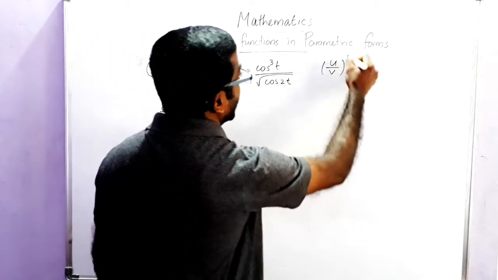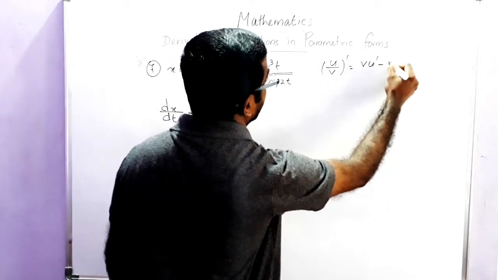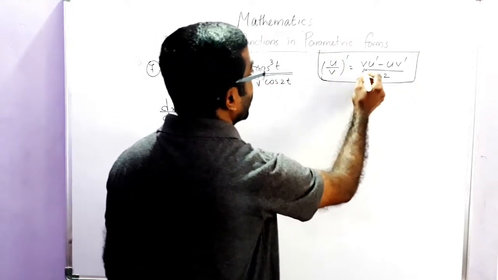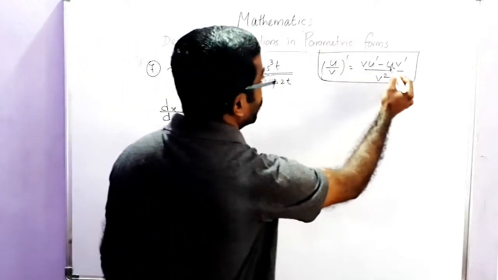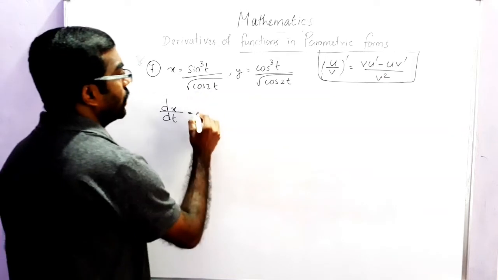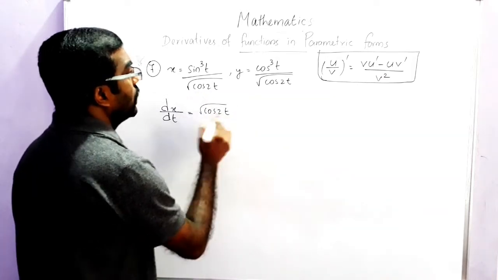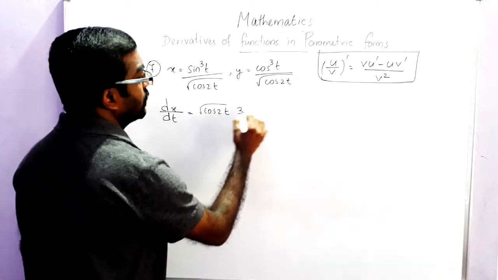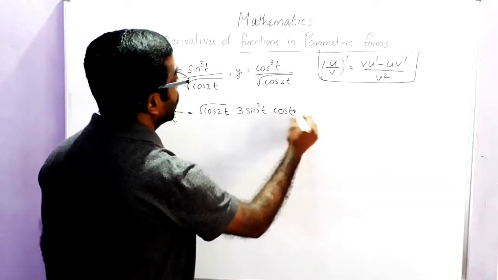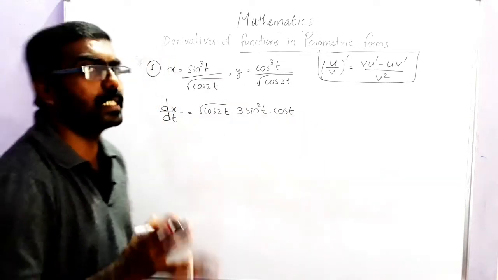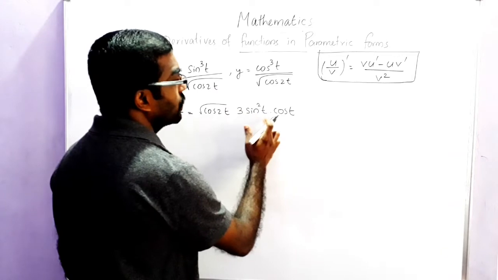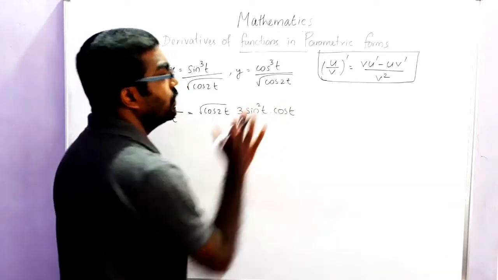u by v the whole dash is equal to v u dash minus u v dash divided by v square. Denominator into derivative of numerator minus numerator into derivative of denominator divided by square of the denominator. So here denominator, that is root cos 2t into derivative of sin cube t, that is 3 sin square t into derivative of sin t is what? Cos t. Okay, sin cube t we treat it as x cube, so x cube derivative 3x square and instead of x the term is sin t, so we have to apply the chain rule, sin t derivative cos t.